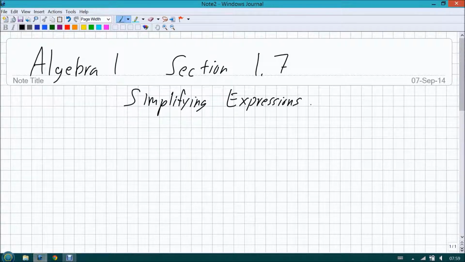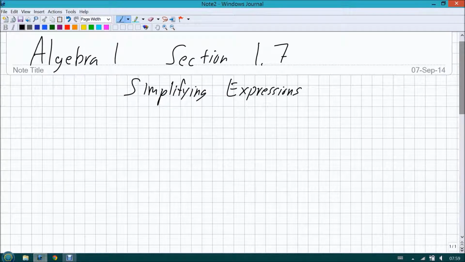Today we're going over section 1.7, which is simplifying expressions. To simplify expressions, we are first going to go over some of the properties of real numbers. We're going to go over what terms are, what like terms are, the distributive property, the commutative property, the associative property, and then a few examples.